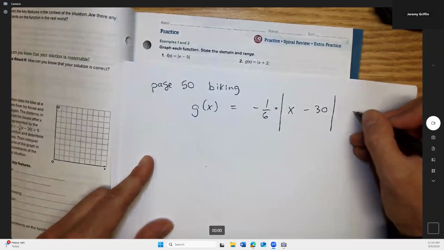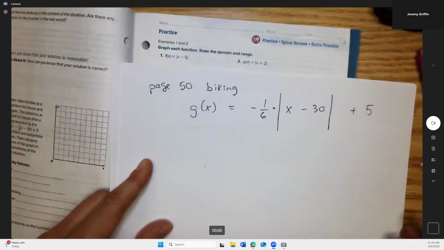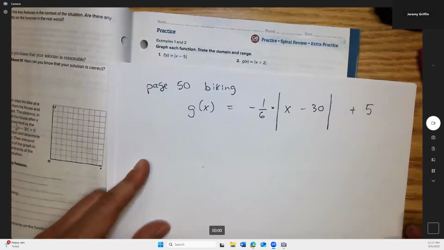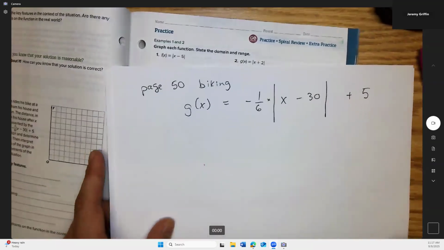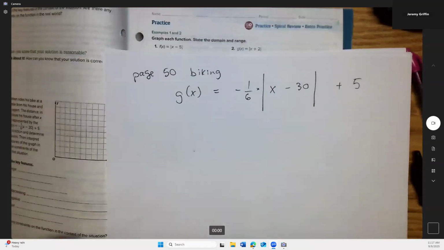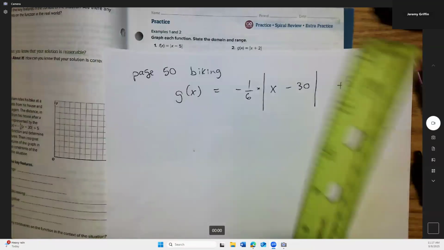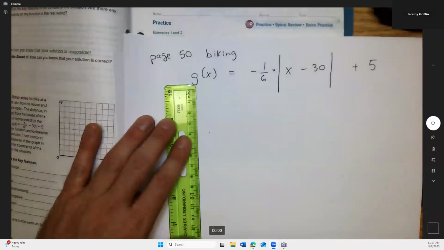And the whole thing plus 5 after x minutes. The distance from the top after x. Right. So what does this graph look like, and what does it mean? Right. It's going to tell us something about how far away he is after some time.